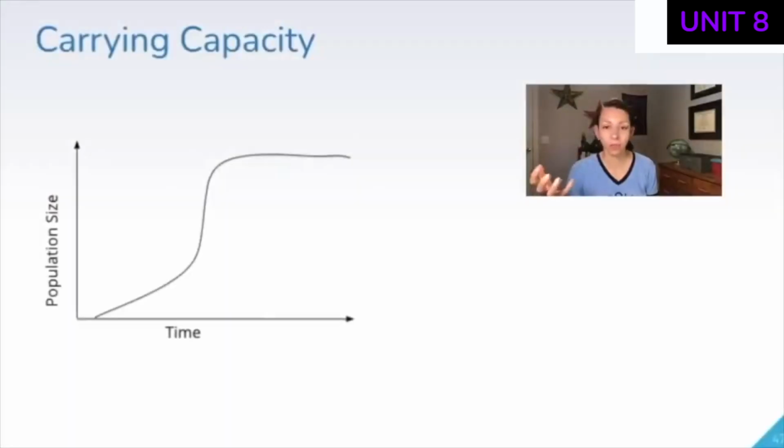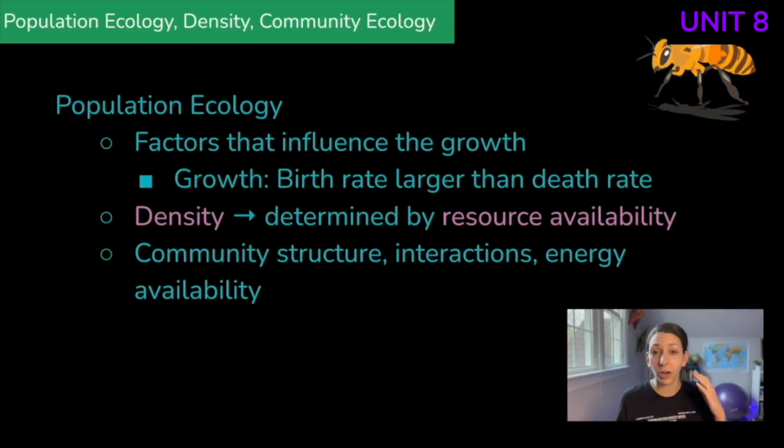All of these factors can be limiting as well. So the number of organisms any particular habitat or ecosystem can support is dependent on the availability of certain resources within that environment. For example, energy, water, oxygen, nutrients, all of those are going to have an effect on how many organisms an environment can support. In general, there are lots of factors that are going to influence the growth of a population, but we'll see growth typically when the birth rate is larger than the death rate of a population.